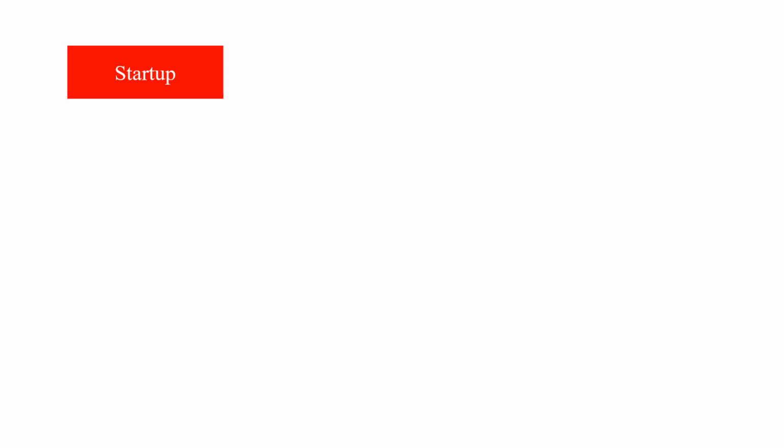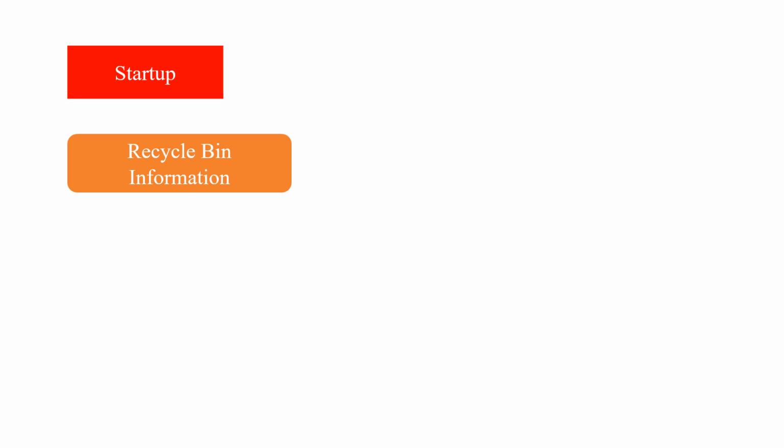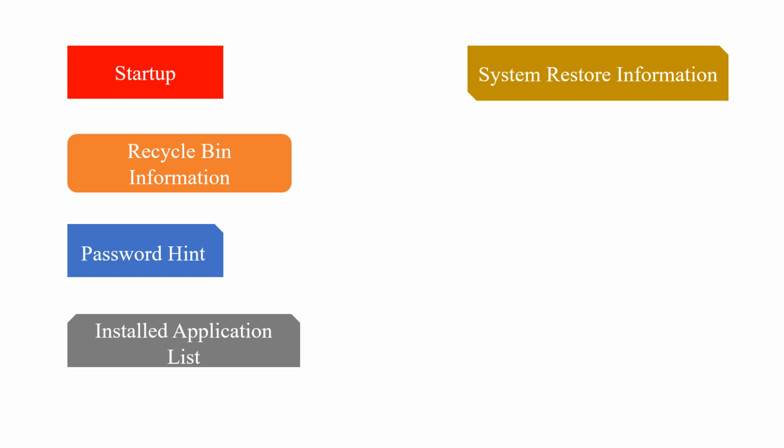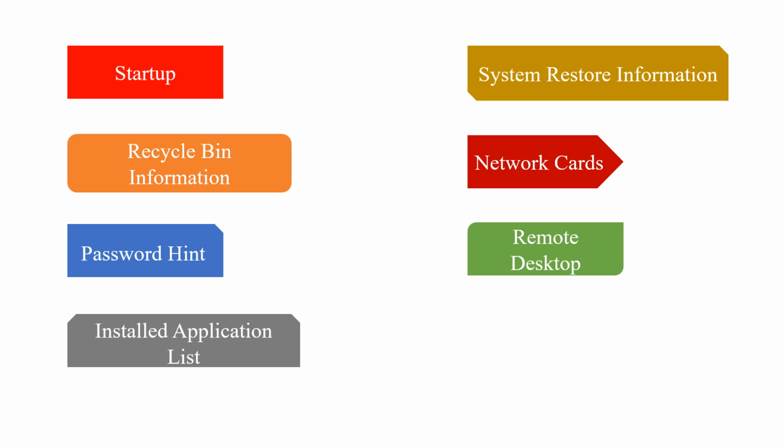startup. So this key contains the information about the applications or softwares which are launched when the operating system is started. Next is recycle bin information. So we can view deleted files under this location. Next is password hint, which is stored in the SAM database. Next is installed application list. So the applications which are installed by the user are displayed here in this subkey. Next is system restore information. Network cards. So network cards which are present on the operating system are also displayed under this subkey. Remote desktop information. Services which are used by the user are also displayed.